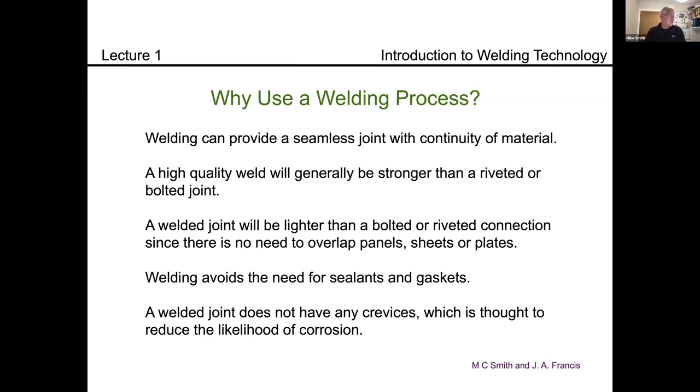Another advantage of a welded joint is it doesn't have built-in crevices. So again, a bolted or riveted joint's got built-in crevices between the bolts and the holes, between the rivets and their holes, between the plates that you're joining. And if you've got crevices and you've got fluids, you can get corrosion. And I'm sure you've observed this in simple components, that corrosion very often starts at joints. And by design, a welded joint doesn't have any crevices, although if you make the weld wrong, it can have them. So that will reduce the likelihood of corrosion. So there's quite a few reasons why you might want to use a welded joint.